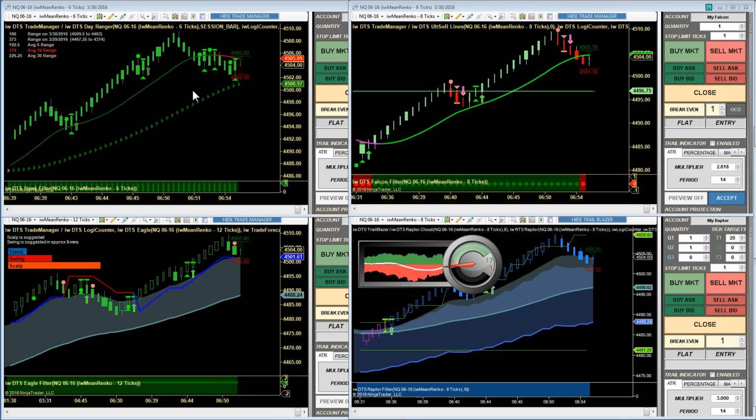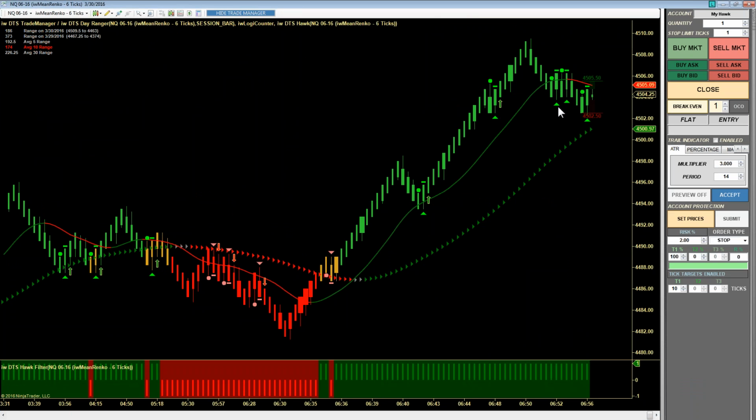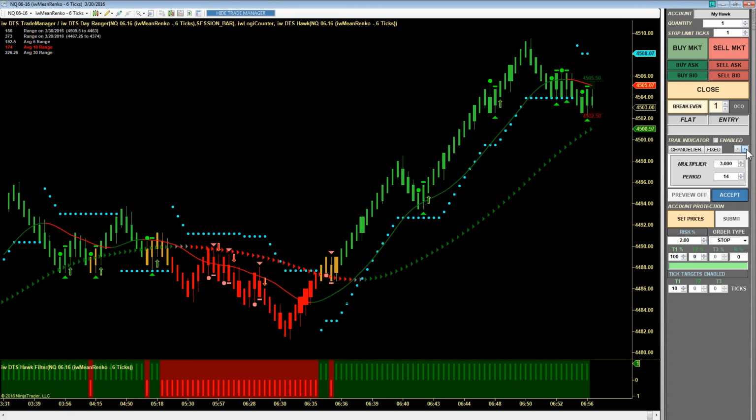I'm going to get a macro pullback signal here on the Hawk. I'm going to take it to show you how the stop trailing system works. However, I think we're going to see a little bit of a failure here actually. So let's go with a fixed tick. We'll go 20 ticks off the low.